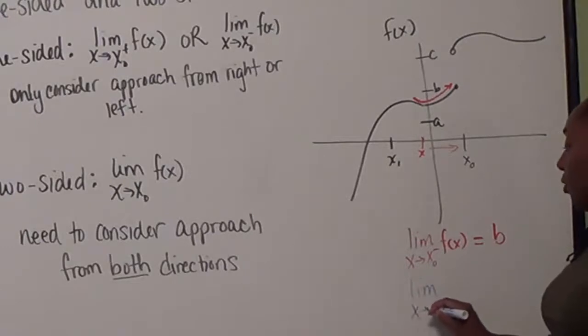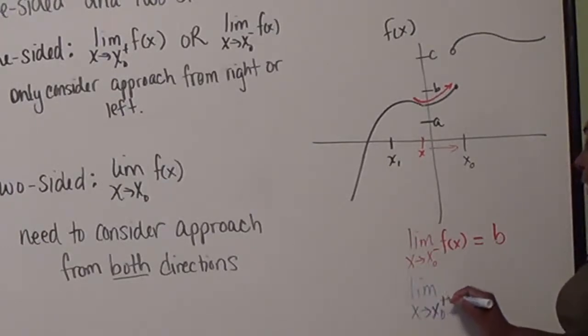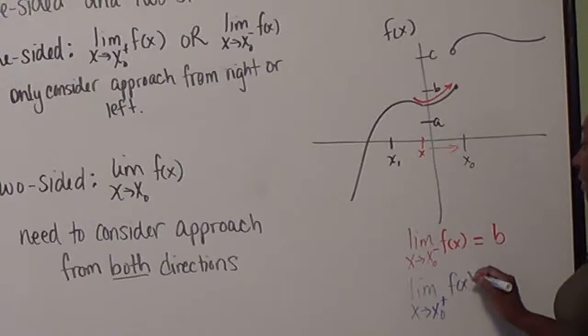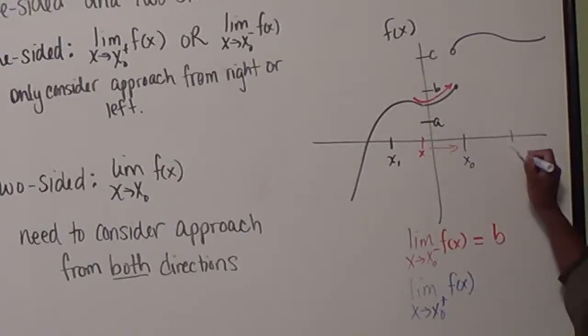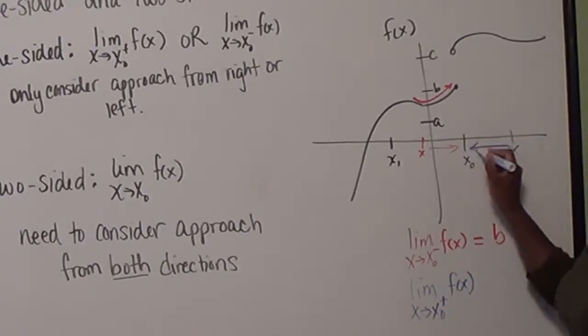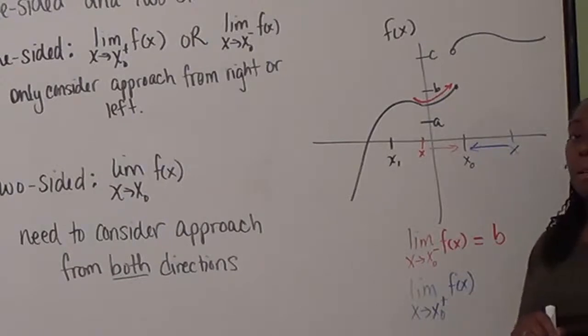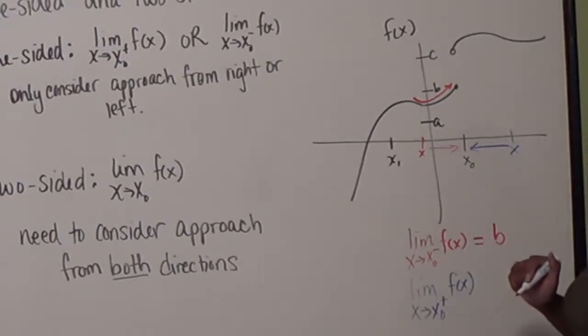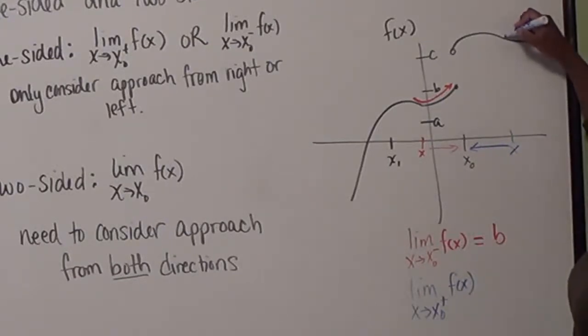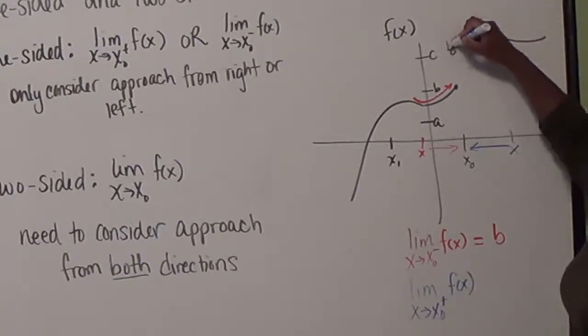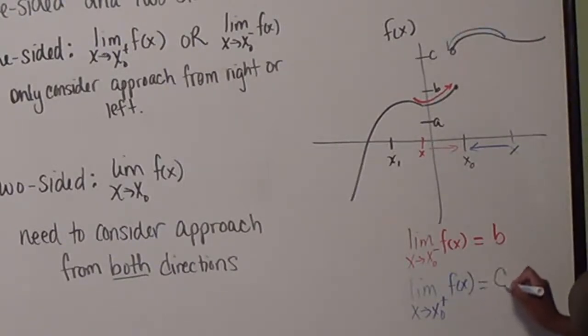As x approaches x naught from the right, then my x is over here, and I'm trying to figure out what happens to the function value as I come in from the right side of x naught. And so here we can see if I come in from the right side, my values are getting closer and closer to c. So this is what we call a one-sided limit. I'm only looking at the one side of the function.